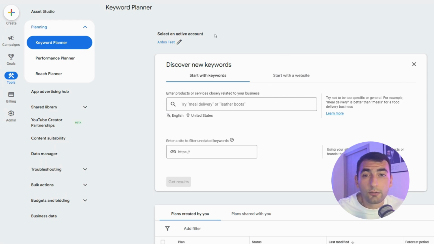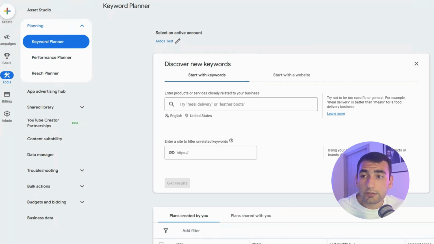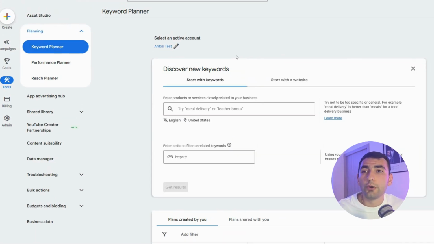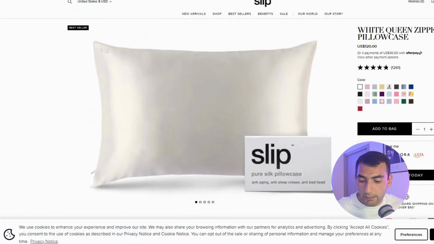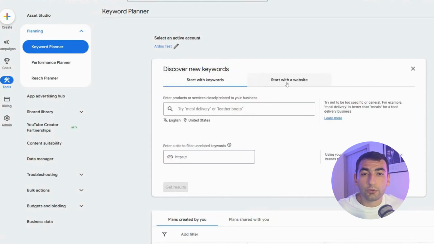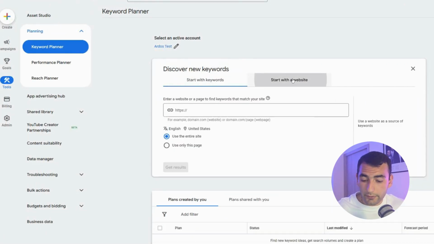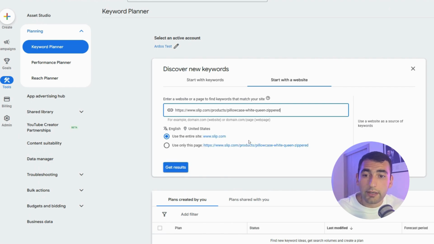To access it, we'll need to go into our Google Ads account. If you don't have one yet, you'll need to create it. Then when you enter Google Ads, you need to go on the left side. We have these tools, Keyword Planner. For now, we're going to choose a product. This is an example product, no affiliation. And we're going to go into start with a website and paste the URL. And here we're going to tick use only this page.